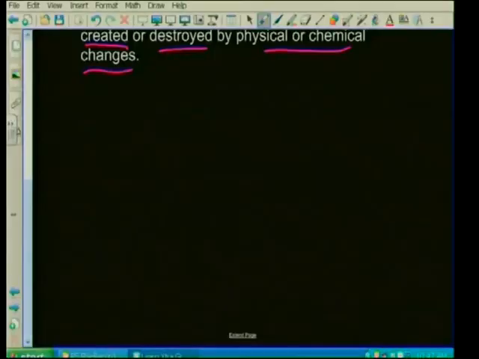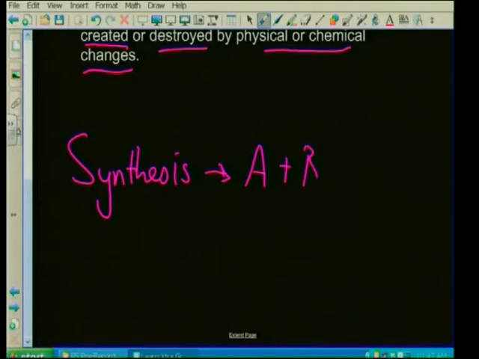Now, that's the law of conservation of mass. It doesn't matter what type of chemical reaction, whether it's one where we're putting things together. When we're putting substances together, we say that would be a synthesis reaction. So I just want to mention two types of reactions here. Synthesis, where we take reactant A plus reactant B, and we get product AB. That's a building up. It's making a new substance. There's the new substance.